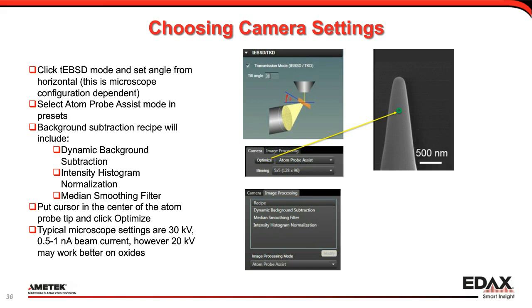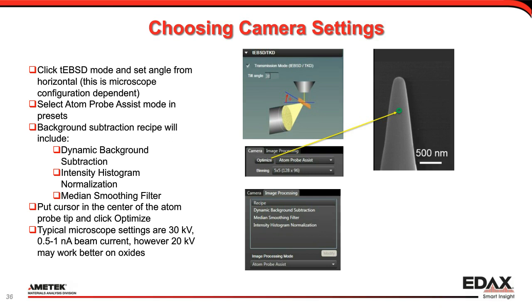Included within this Atom Probe Assist optimization settings is a background subtraction recipe that it automatically applies, which was developed by Renee. This includes a dynamic background subtraction, which helps when going over the varying thicknesses and vacuum that you might encounter by taking a map, an intensity histogram normalization, and a median smoothing filter, which can help the software identify bands.